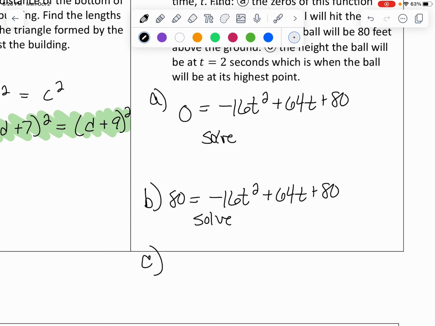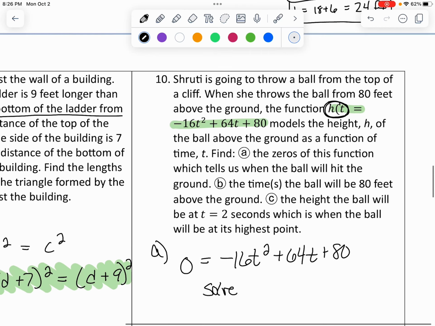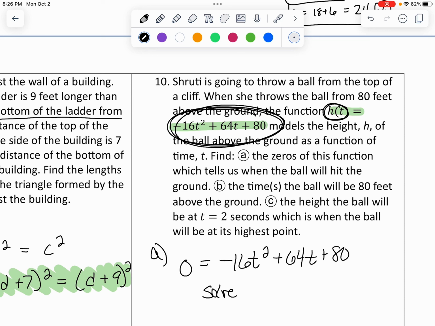Part C asks about 2 seconds. So guess what you plug in for T? T is time, so 2 seconds. Put 2 into that equation and just see what you get. That will tell you how high it is at 2 seconds.